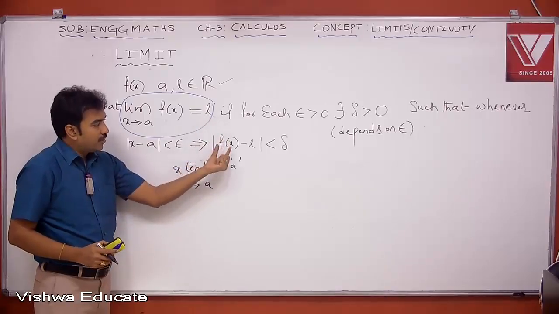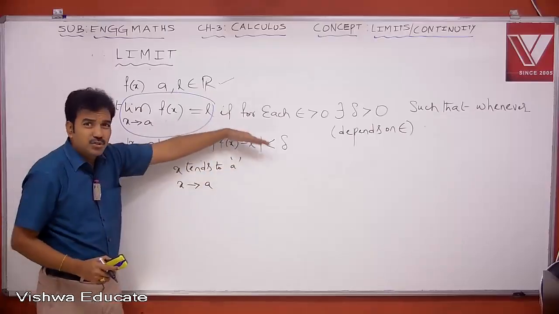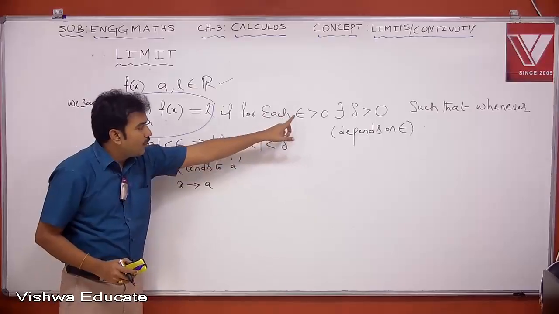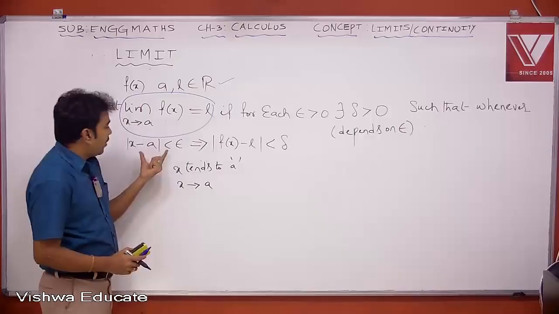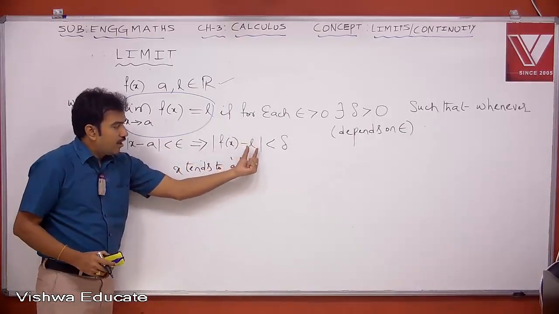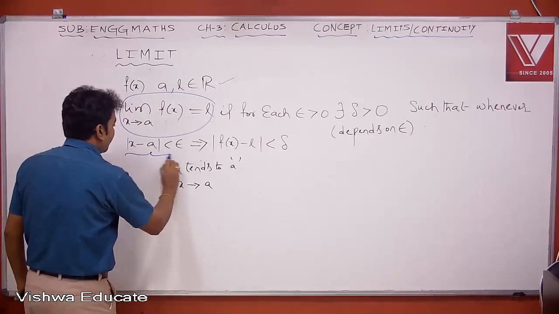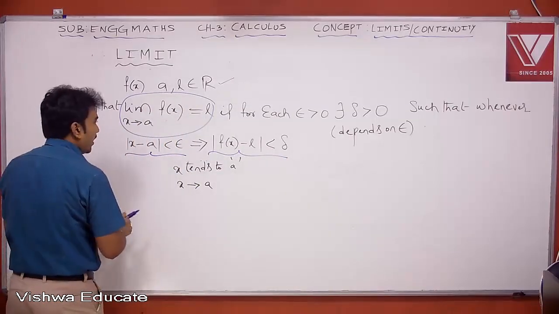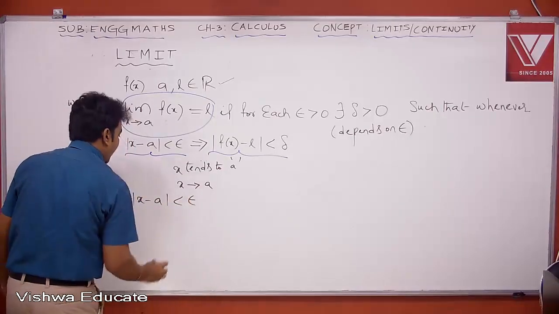The mathematical version of the limit of a function is like this. Let me explain how. It seems to be very complicated, but it is very simple. Let us simplify this. For each epsilon greater than 0, there exists delta greater than 0 such that whenever modulus of x minus a less than epsilon implies modulus of f of x minus L less than delta. So now our job is to understand what each of these means. Let us simplify modulus of x minus a less than epsilon.